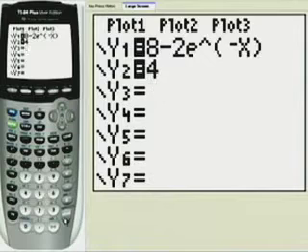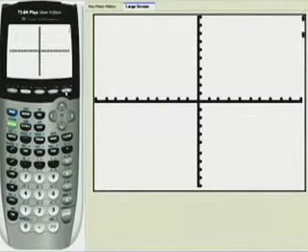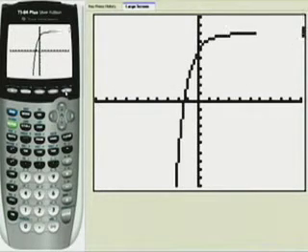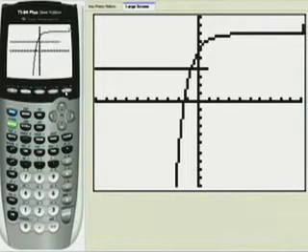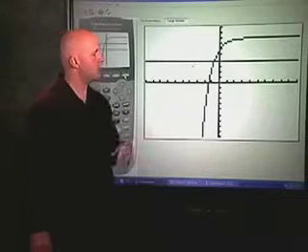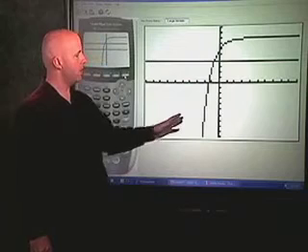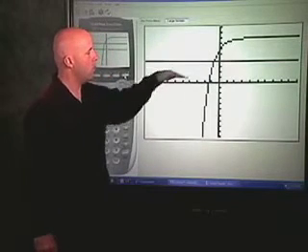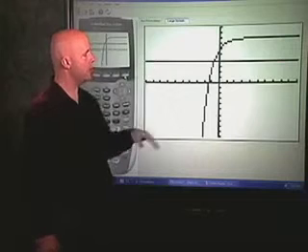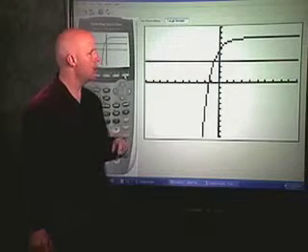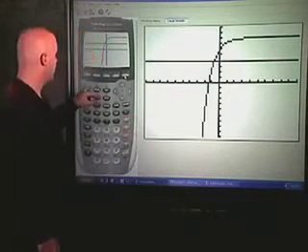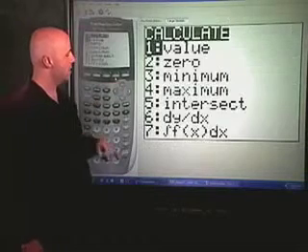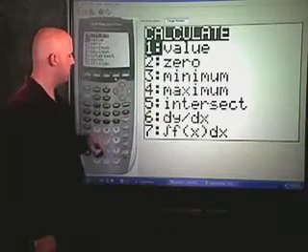Hit enter. We're going to graph that using our standard viewing window, which is minus 10 to 10 in both directions. We see the graph of y1, we have the graph of y2. In y1 we had an exponential, which is increasing, and we have a constant in y2, so we know they're not going to cross at any other points except the one we see here. So we'll go to our calc menu, second calc, find the intersection point using option number 5.